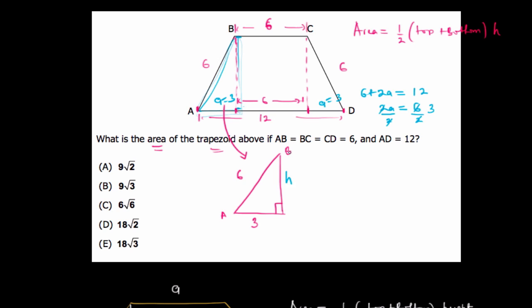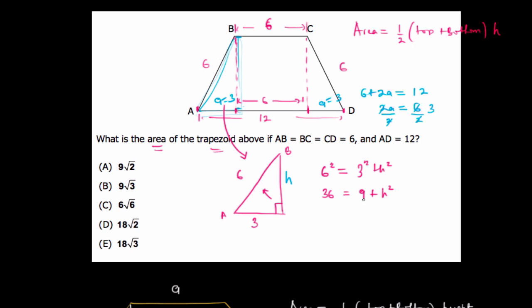Now to find the height, since this is a right triangle, we know the Pythagorean theorem only works on right triangles. So according to the Pythagorean theorem, the square of the hypotenuse, this is the hypotenuse, the one that faces 90 degrees, equals the sum of the squares of the other two sides of the right triangle. That's 3 squared plus h squared. So 6 squared is 36 equals 3 squared, which is 9, plus h squared.